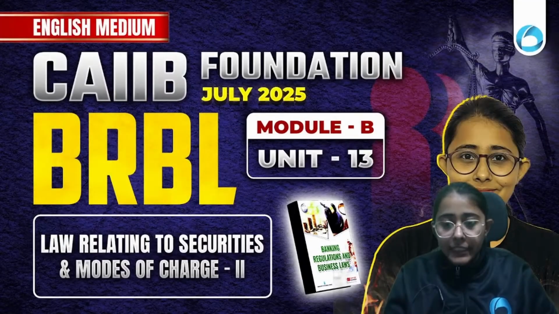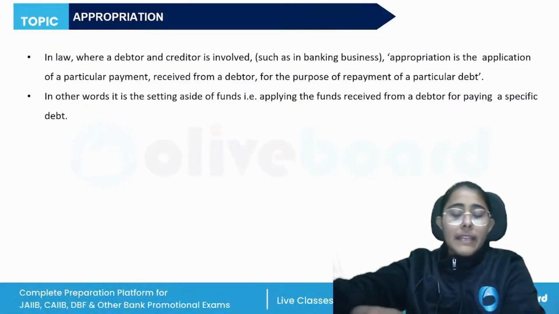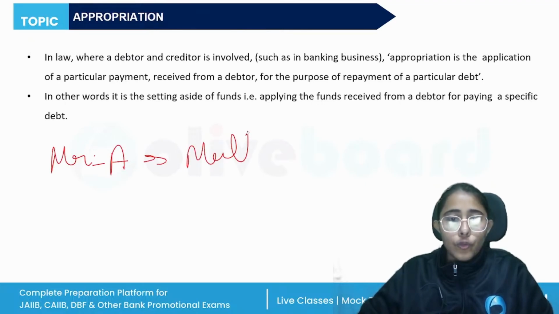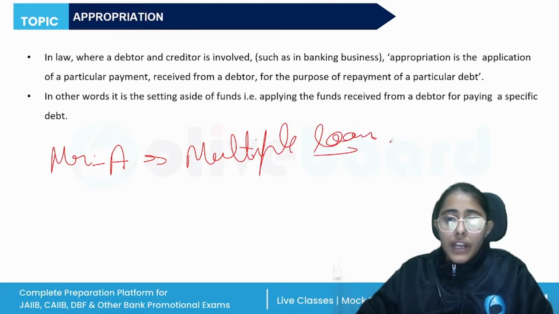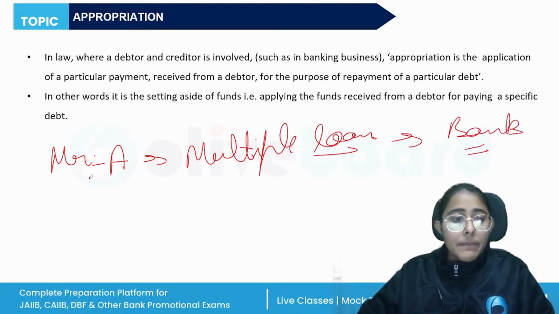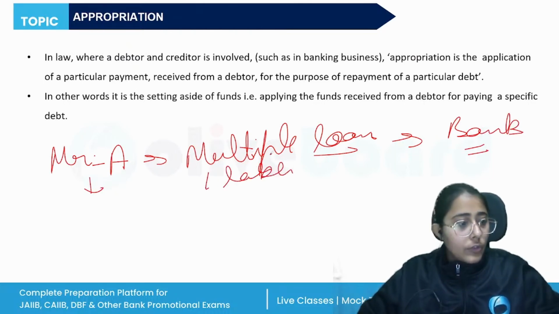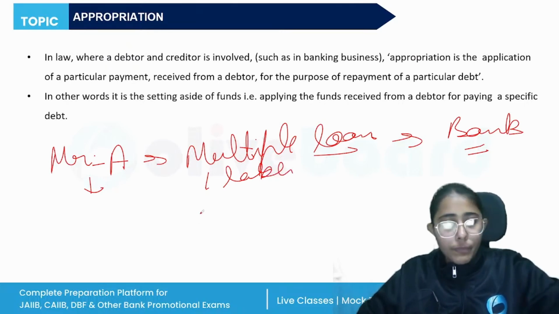So let us begin. First type we have appropriation. Simply, if we try to understand appropriation, let's say one borrower has taken multiple loans from one creditor, let's say a bank. All right. And when they make a payment, let's say loans were taken of rupees 1 lakh, then another loan that was taken of rupees.